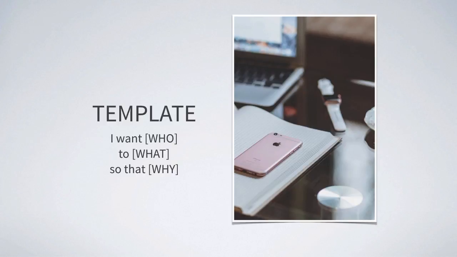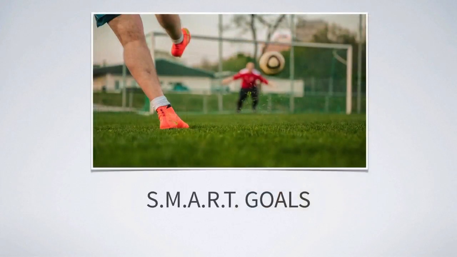Now, at the beginning of this video, I said we were going to talk about goals. Well, now that we've gotten the who, the what, and the why figured out, now we can come up with some SMART goals. SMART goals are goals that are specific, they're measurable, they're action-oriented, they're realistic, yet a little risky, and they're time-bound.